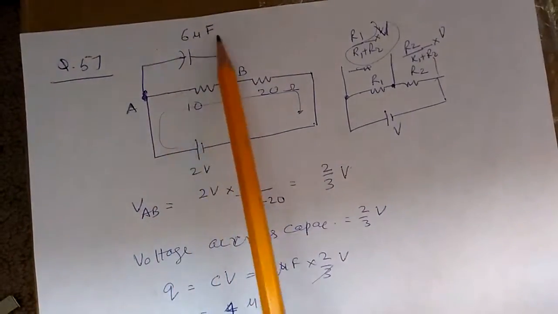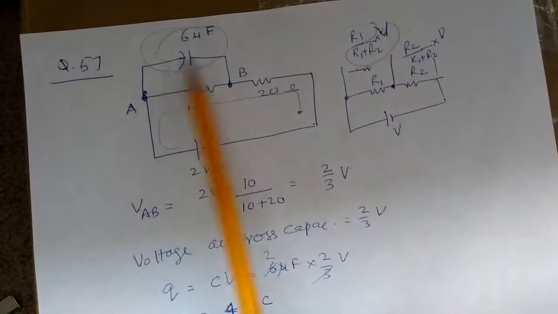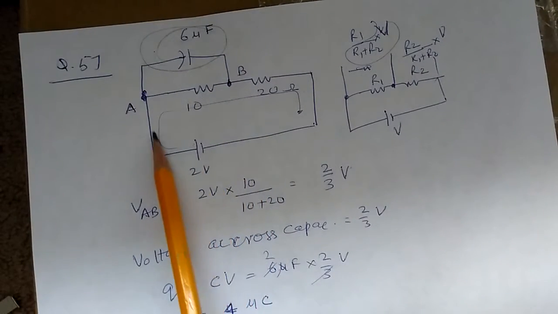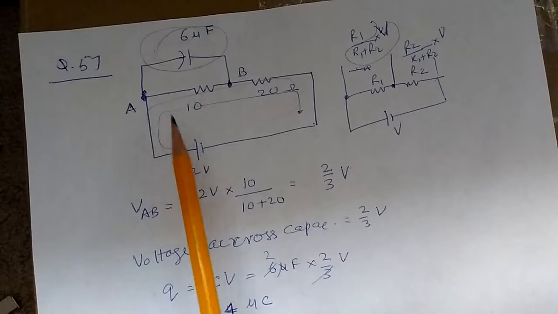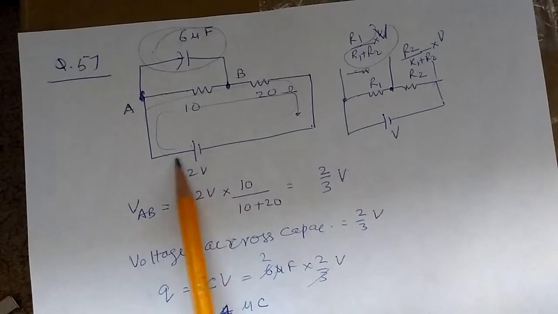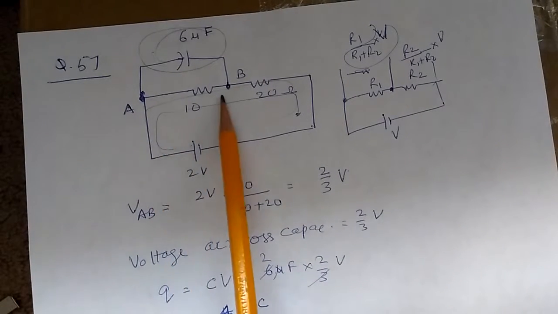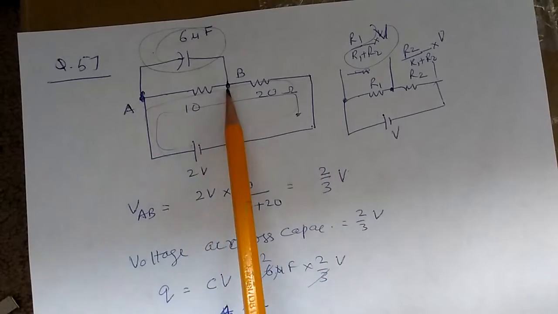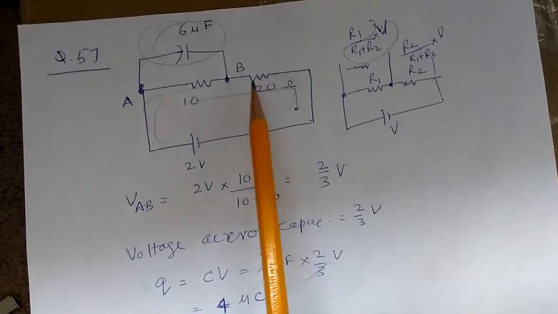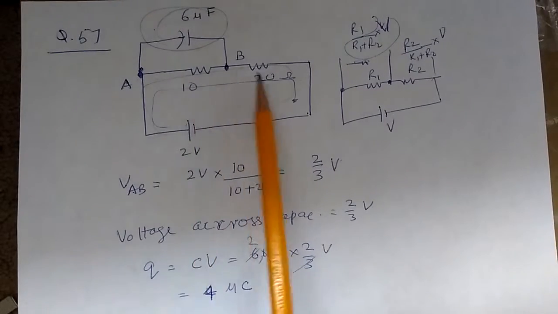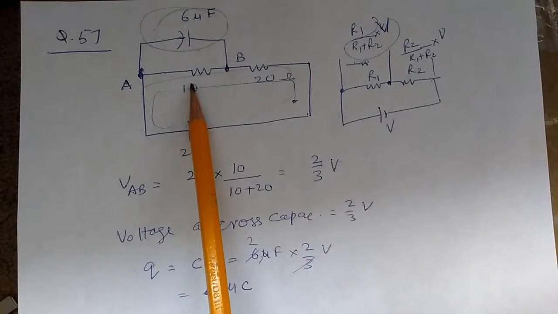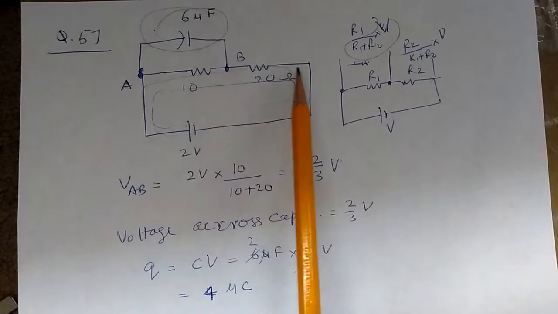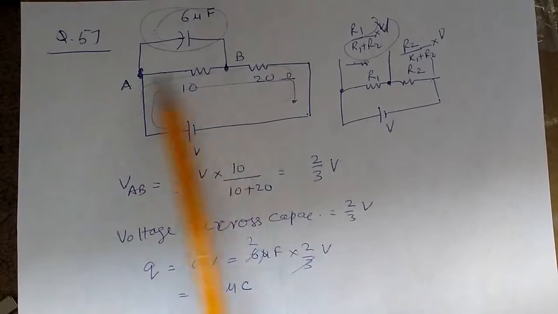For now, mentally remove this 6 microfarad capacitor and look at this circuit, which makes a voltage divider. This 2-volt battery gets divided into 10 ohm and 20 ohm, and in this voltage divider, the voltage across these resistors will be in proportion to their resistances. So it will be in the ratio 1:2. The higher voltage will appear here and the lower voltage will appear here.